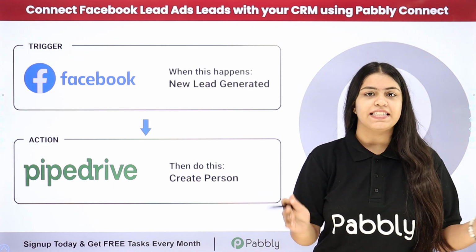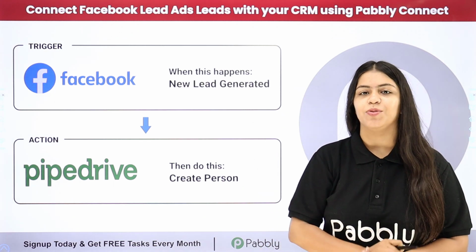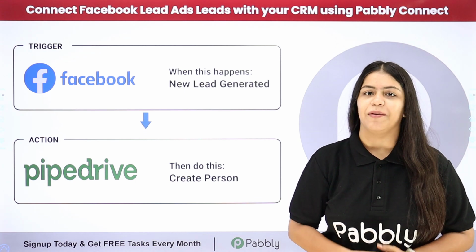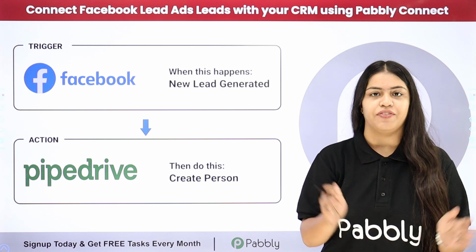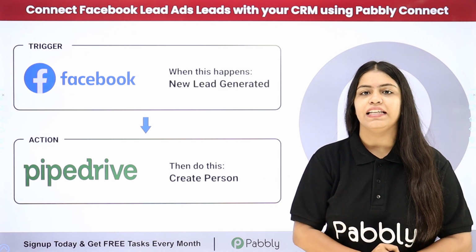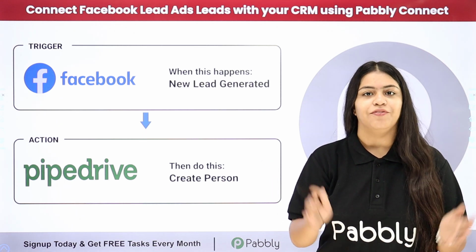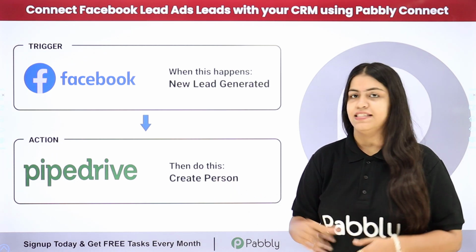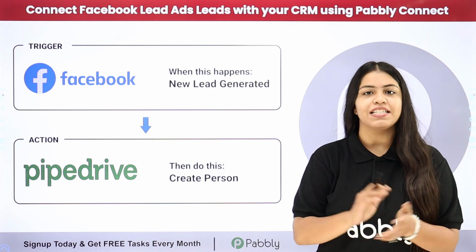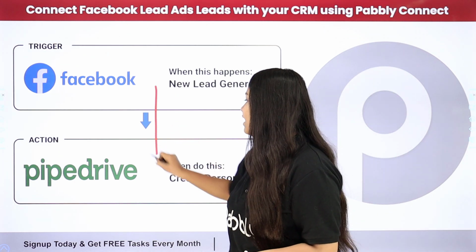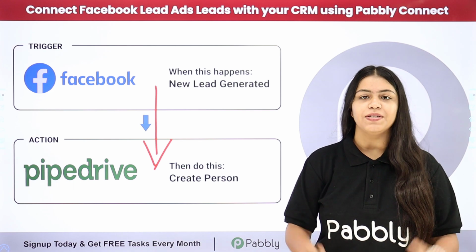So over here I'm running a skincare brand and we use Facebook lead ads to generate more leads for our business. And now what I want is that as soon as a new lead is received through my Facebook lead ads, I want to add that lead details into my CRM. And for my business, we use Pipedrive as a CRM. You can use any other CRM of your choice. So in order to create a connection between Facebook lead ads and Pipedrive, we are going to use Pabbly Connect.